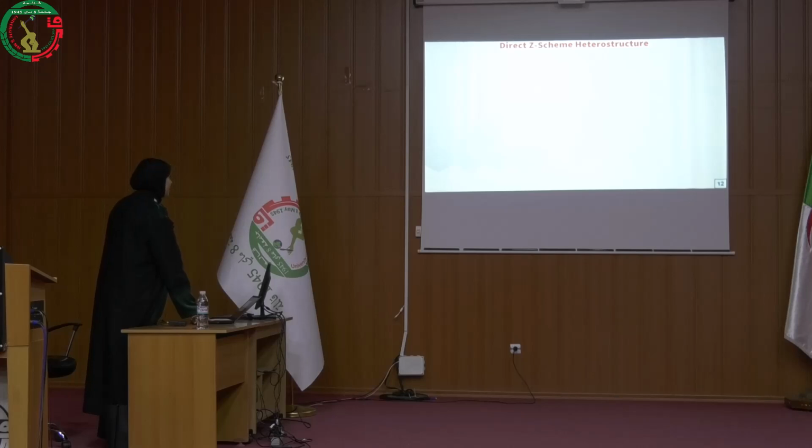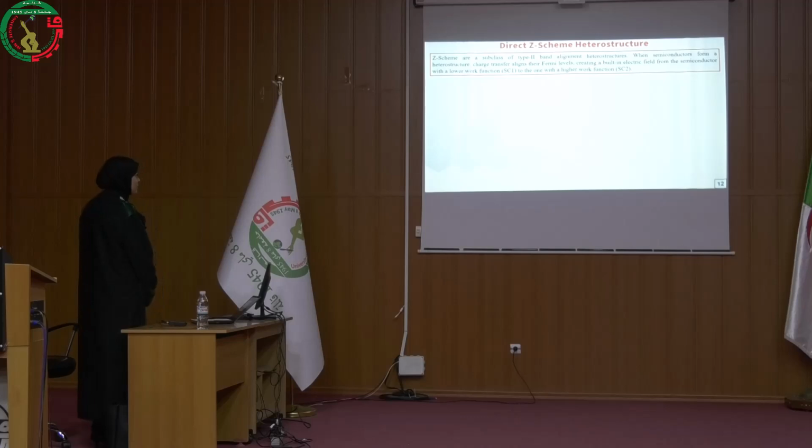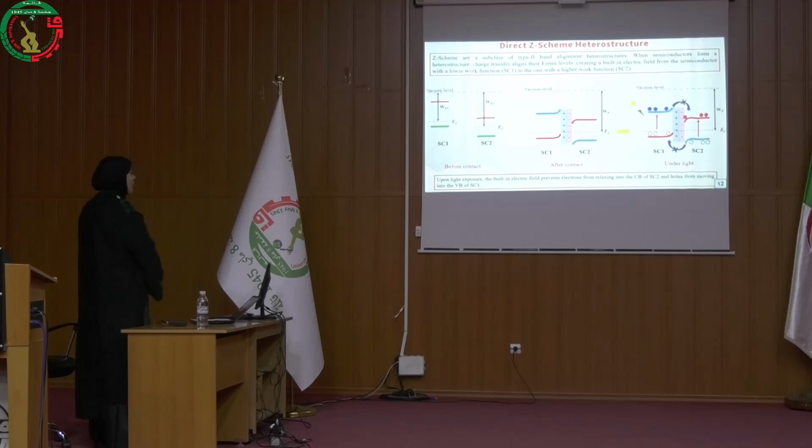Direct Z-scheme heterostructures are a subclass of type 2 band alignment heterostructures. Upon charge transfer, the semiconductors align their Fermi levels, creating a built-in electric field from the semiconductor with the lower work function, semiconductor 1, to the one with the higher work function, semiconductor 2, in the figure. Upon light exposure, the built-in electric field prevents electrons from relaxing into the CB of semiconductor 2 and holes from moving into the VB of semiconductor 1.